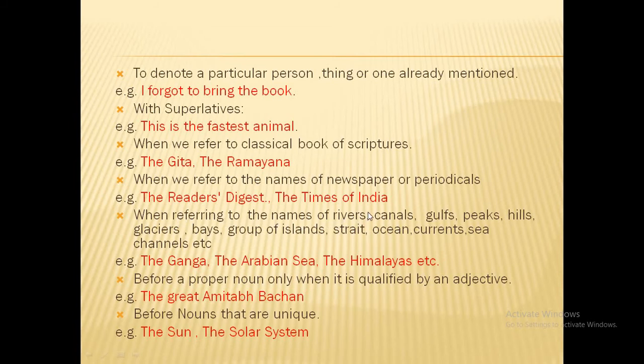When referring to the names of rivers, canals, gulfs, peaks, hills, glaciers, bays, groups of islands, straits, oceans, currents, seas, channels, all these physical features should always be preceded by the definite article the, as in the Ganga, the Arabian Sea, the Himalayas, the Pacific Ocean, the Bay of Bengal. So this way we should always use the definite article the.